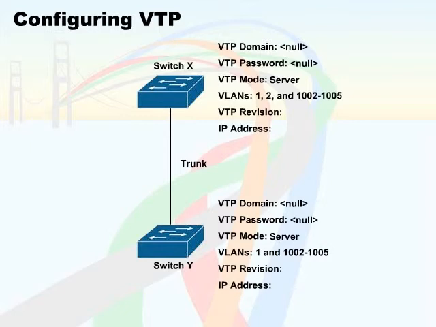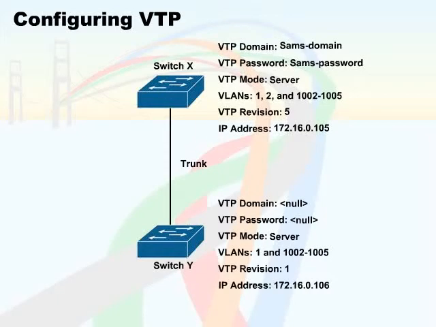Switch X has VTP revision number 5 and IP address 172.16.0.105, and switch Y has VTP revision number 1 and IP address 172.16.0.106. Now, you want to configure switch X as a server with the VTP domain name sams-domain, the VTP password sams-password, and VTP pruning enabled.